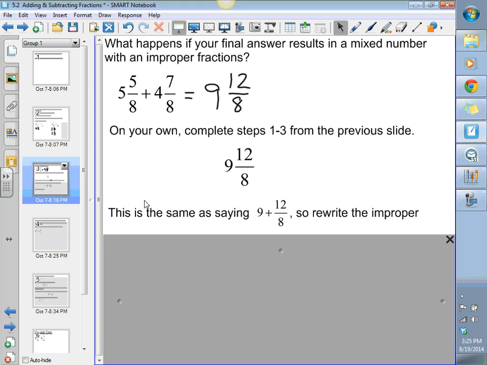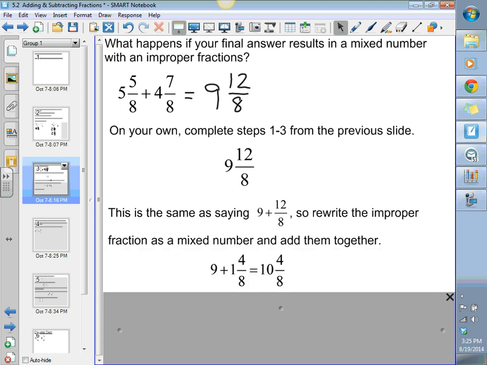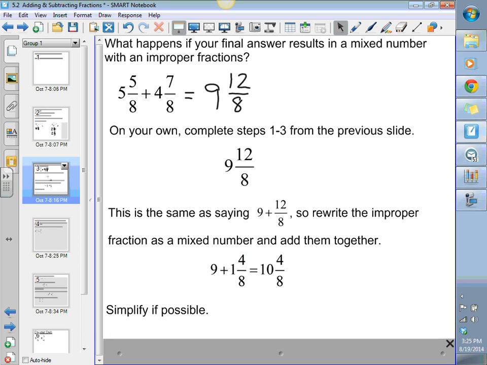So now we've got 9 plus 12/8. So if I look at it as 9 plus 1 4/8, I have 10 4/8. So I simplify that to 10 1/2.